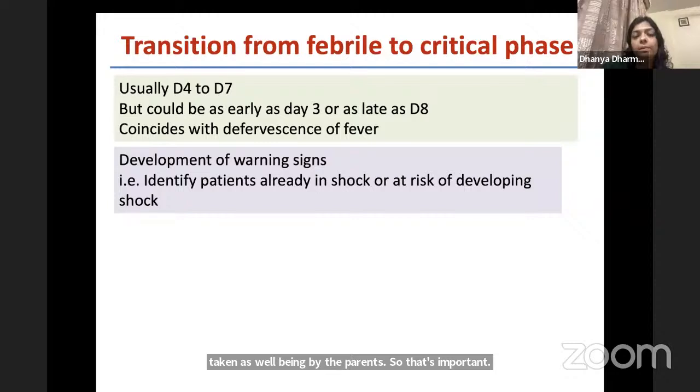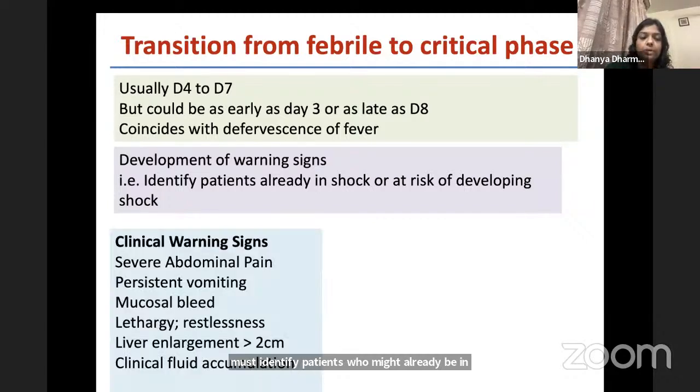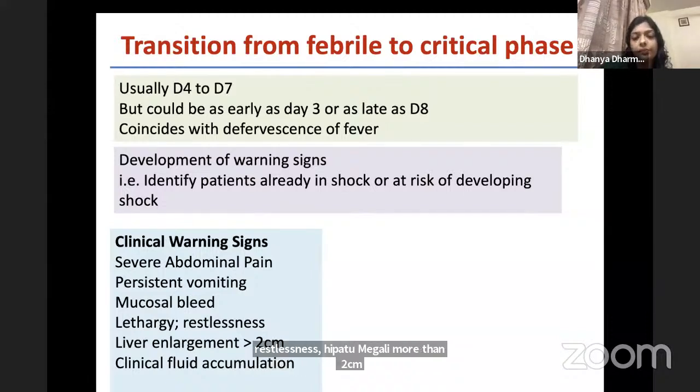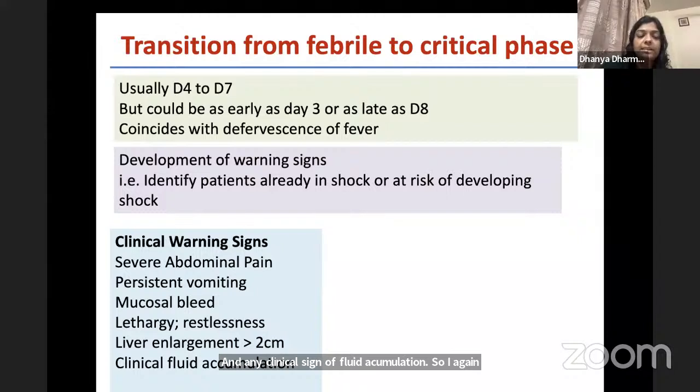Secondly, what's very important is to explain to them about the warning signs. And also, in your OPD, you must identify patients who might already be in shock or at risk of developing shock. So these clinical warning signs should be known by heart for us. So that is severe abdominal pain, persistent vomiting, mucosal bleed, lethargy, restlessness, hepatomegaly more than 2 centimeters, and any clinical sign of fluid accumulation. So I again repeat, because these are extremely important in dengue.